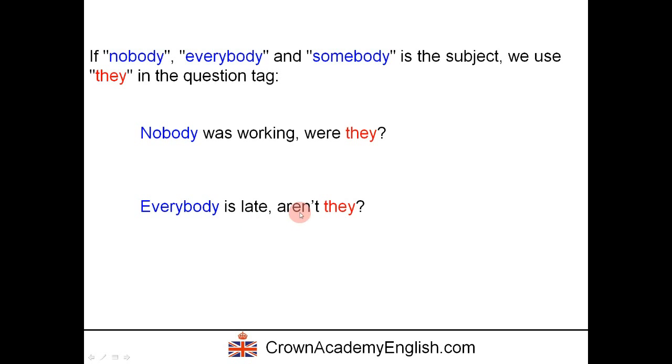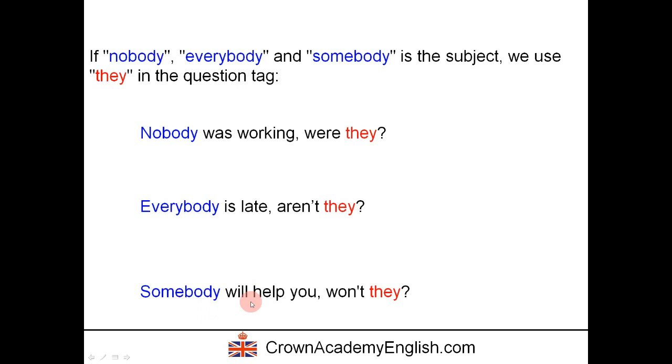Everybody is late, aren't they? So everybody, here we consider it to be singular, and we can see that because we use is. Everybody is late. But here in the question tag, it becomes plural, and we say they. And the verb changes from is to are, because this has to agree with they. So this is quite an advanced rule again.